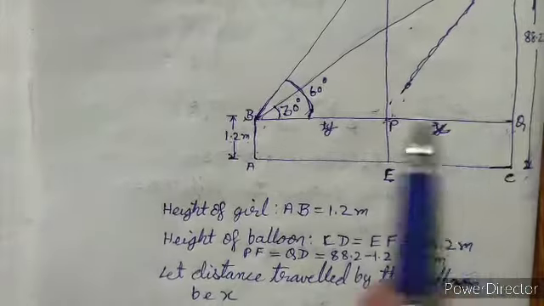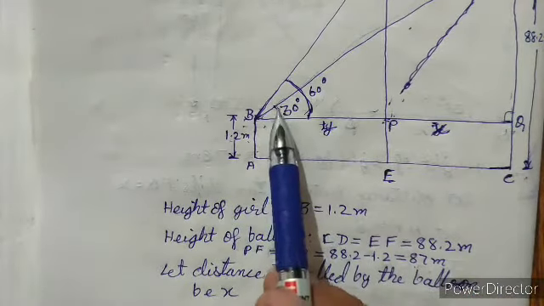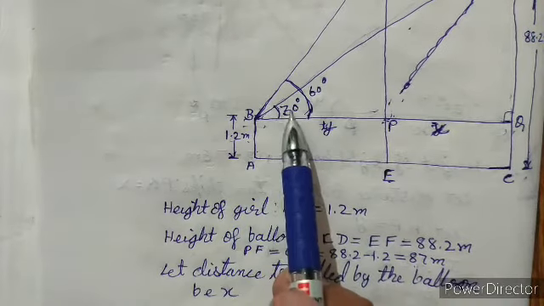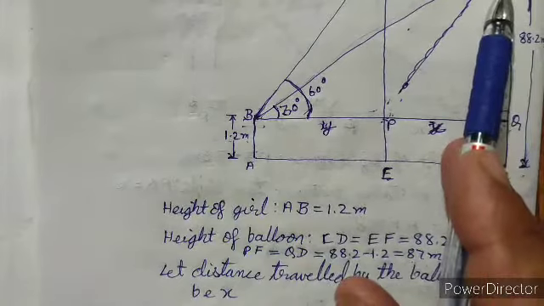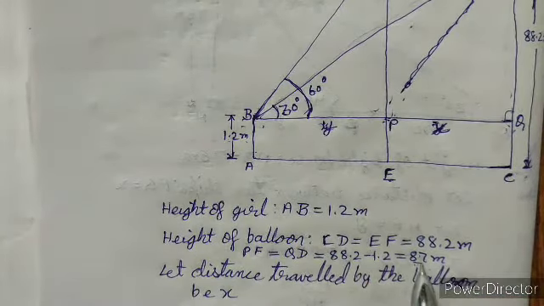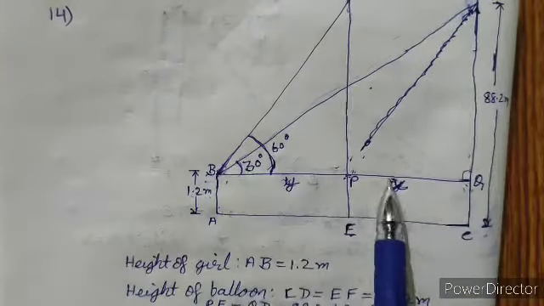Now in triangle DQB, it is right angled at Q and angle B is of 30 degree. So we can say tan 30 will be equal to QD upon QB. Now here QD will be equal to 87 meter and QB will be equal to X plus Y.